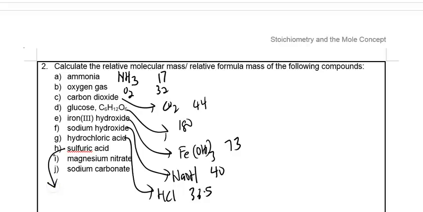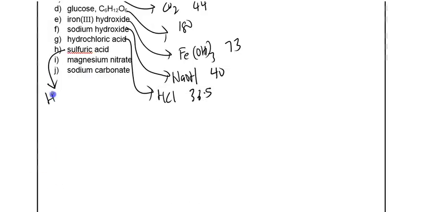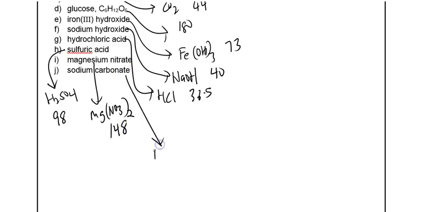Sulfuric acid, H2SO4, you should get 98. Magnesium nitrate, Mg(NO3)2, you should get 148. And sodium carbonate, Na2CO3, should correspond to 106. This is a relatively simple part of the mole concept topic, so make sure you get this part right.